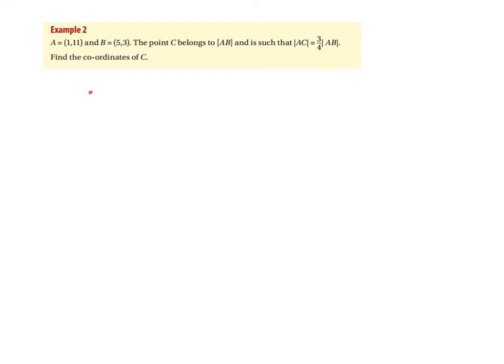So what we have here is A up here, (1, 11). B is (5, 3), which is somewhere down here. Draw the diagram. Okay, should be a straight line. The C belongs to AB and AC is 3/4 of AB. So AC is 3/4. So that means we're going to get a ratio of 3 to 1. And that now means that we can just use the formula as per the previous slide to do this.